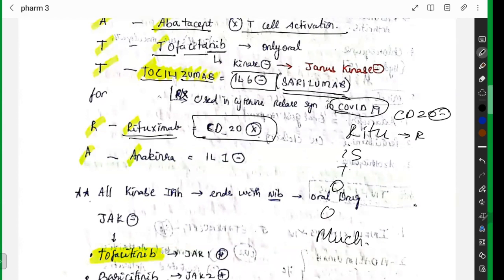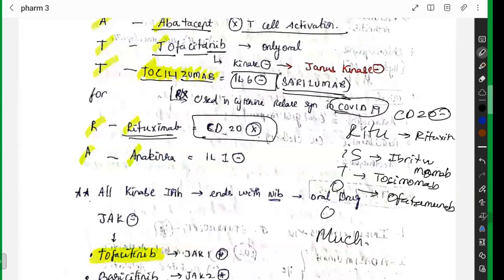So rituximab, and I S stands for ibrutinib, and T stands for tocilizumab, and as for O, there are 3 O's basically. First O is going to be ofatumumab, and the other O is obinutuzumab. Remember, the other O is going to be ocrelizumab. And what does M stand for?